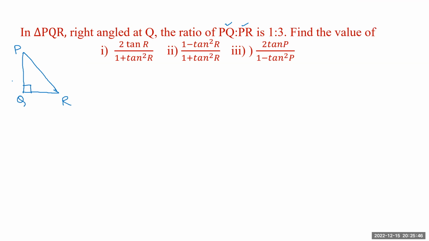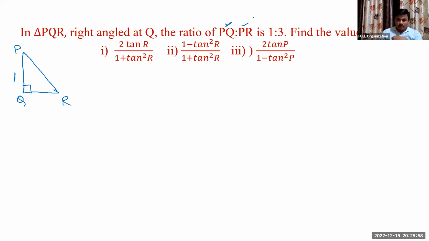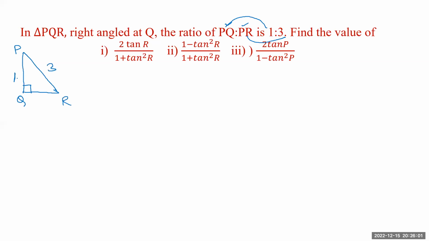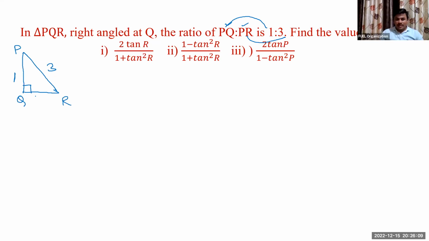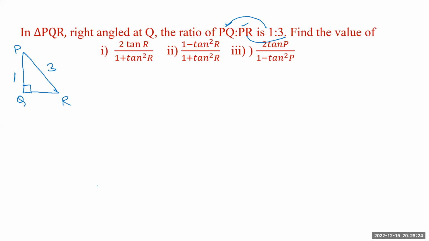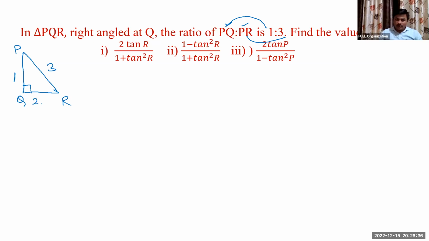So actually, I have taken the ratio. It is given that PQ is 1, and PR is 3. Very good. So you took only 1 or 1x? I took only 1. Okay. This hypotenuse you got 3. Then find out this value also. The value is 2√2. I think you got the answer. Okay. So 2√2, correct. √8 or 2√2, right answer.